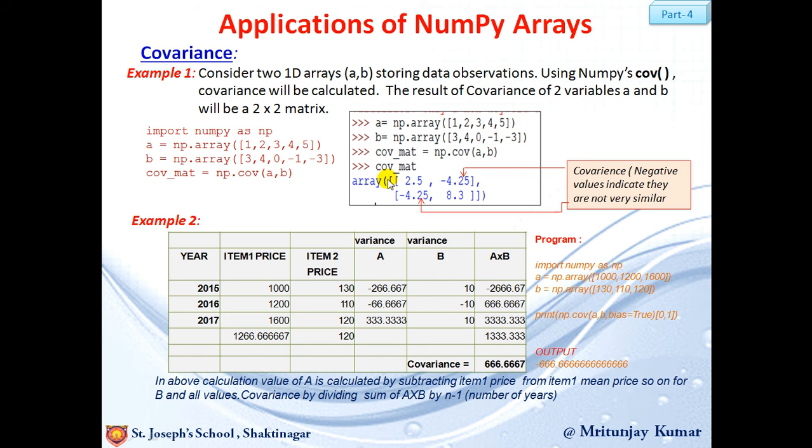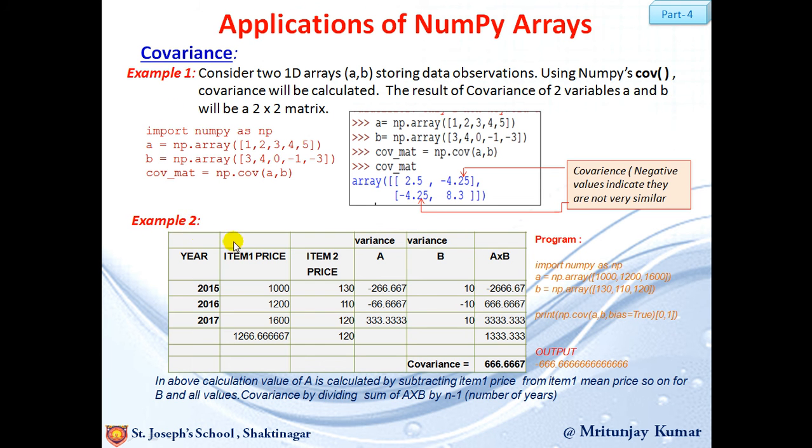Now we can see the output. What is the output here? 2.5, minus 4.25, and here also minus 4.25, 8.3. These minus 4.25 and minus 4.25 are the same. This is the covariance, and the negative sign shows these two arrays are very dissimilar, or they are not very similar. Clear? Similarly, let's see another example.